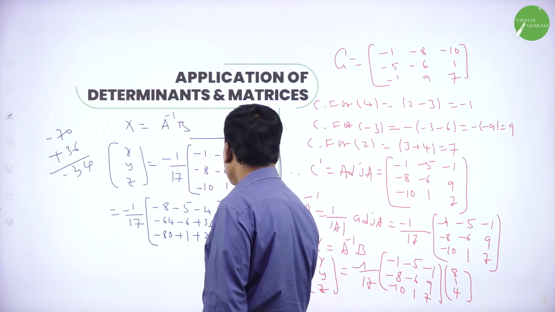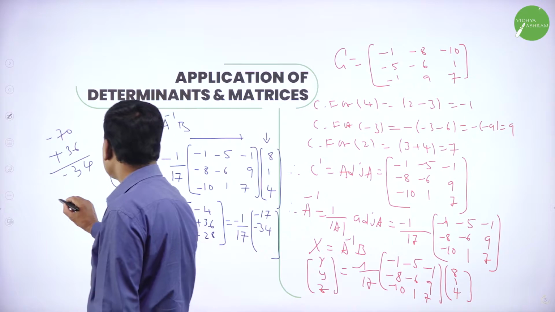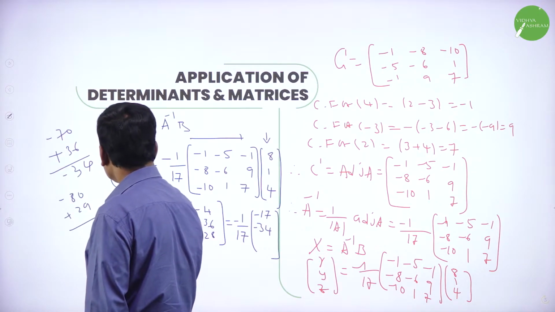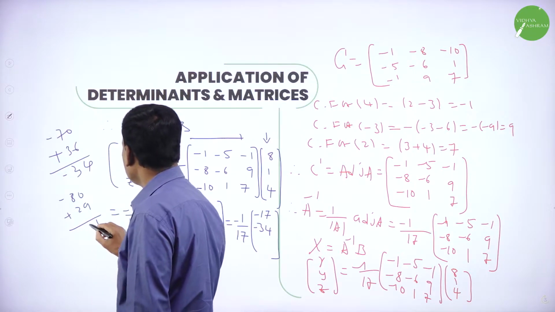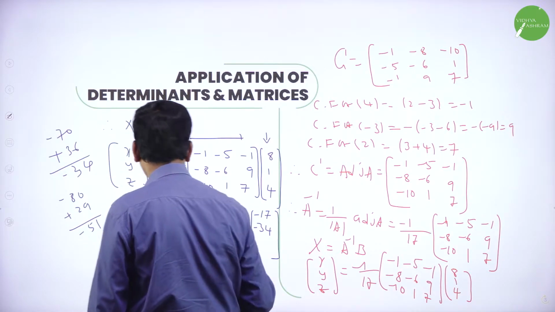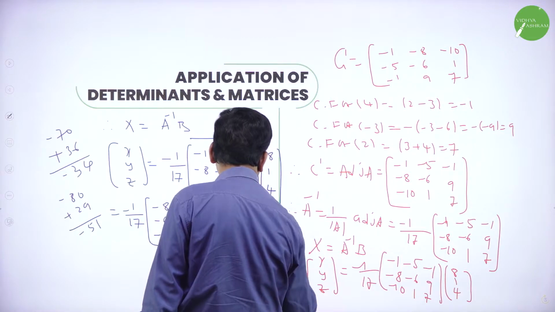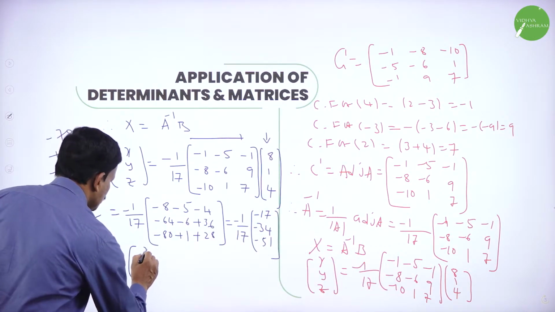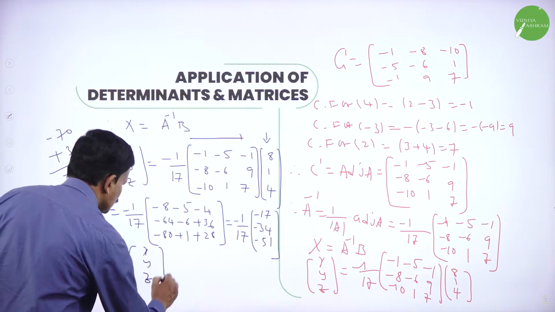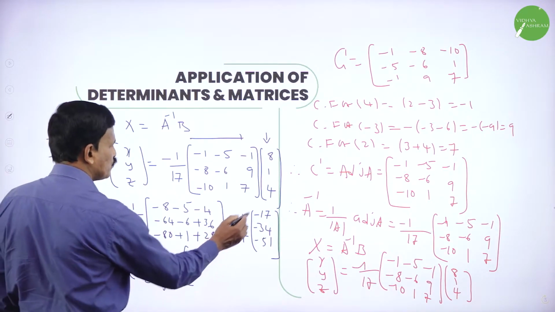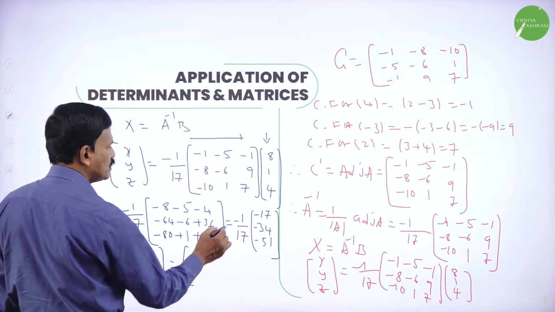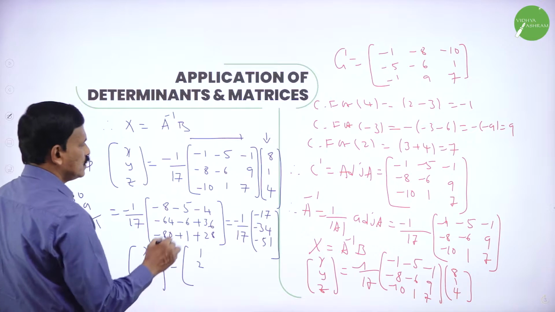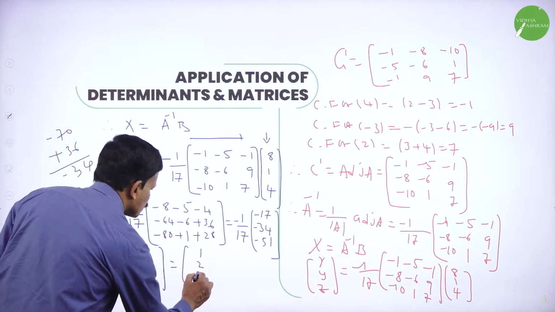So 28 plus 1 is 29, minus 80 plus 29 is minus 51. So therefore, if you divide by 17, what will you get? x, y, z is equal to divided by 17. 17 gets cancelled, 1, minus minus gets plus, 34 by 17 is 2. Again 51 by 17 is equal to 3.